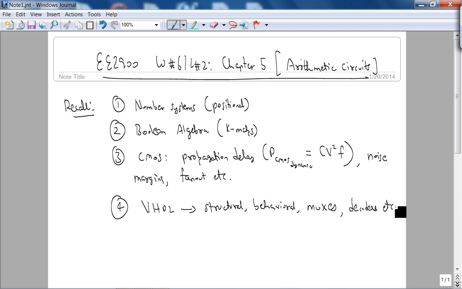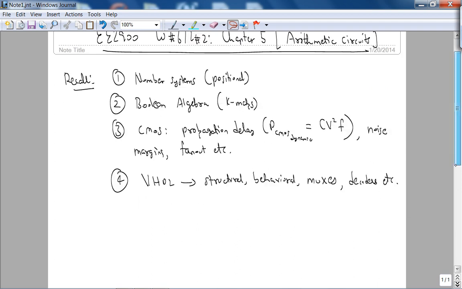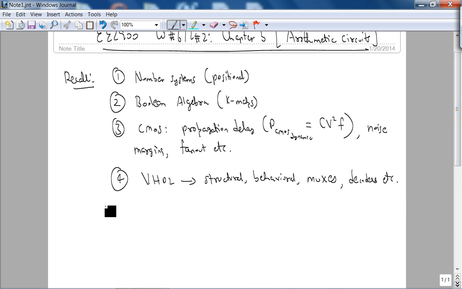If you look in your syllabus, we were supposed to cover muxes and decoders towards the end of the course. We already did that. This is actually good because it gives us more time to practice. What we're going to do now is arithmetic circuits, so this is going to be more practice.